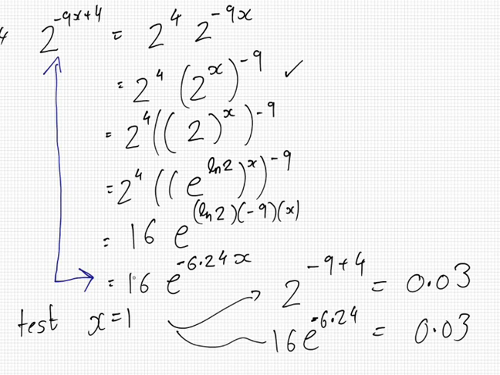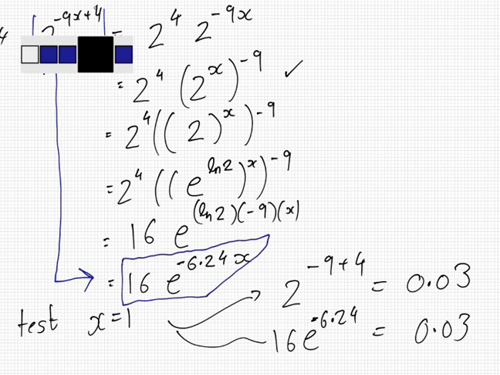But this is a much more convenient form than this. Okay, I'll do another example of this one. So I'm going to do 5b.